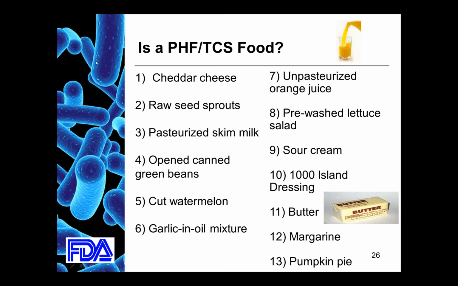Seed sprouts were on the list, absolutely need refrigeration. Pasteurized skim milk needs refrigeration, although it's been pasteurized. If any cross-contamination with anything else did occur, it'd be a perfect medium for it to grow. Remember the cooked vegetables? The can of green beans, they've been heat treated, the canning process. When the can of green beans is closed, no problems. But once you open that can, if it became contaminated from something else, pathogens could grow in there. We talked about the cut melons, of course, need to be refrigerated along with the garlic and oil.